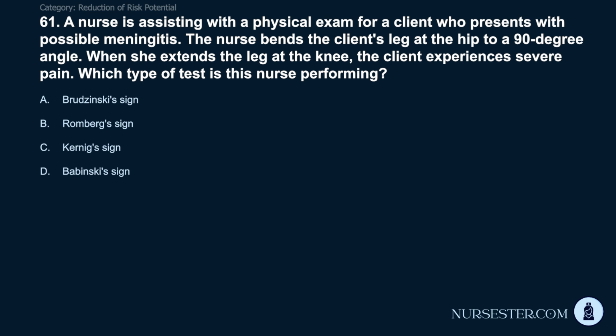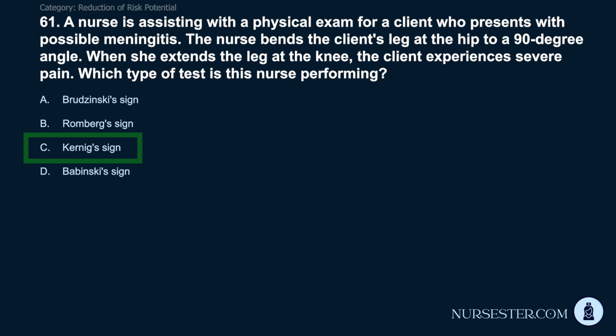61. A nurse is assisting with a physical exam for a client who presents with possible meningitis. The nurse bends the client's leg at the hip to a 90-degree angle. When she extends the leg at the knee, the client experiences severe pain. Which type of test is this nurse performing? A. Brudzinski's sign. B. Romberg's sign. C. Koenig's sign. D. Babinski's sign.